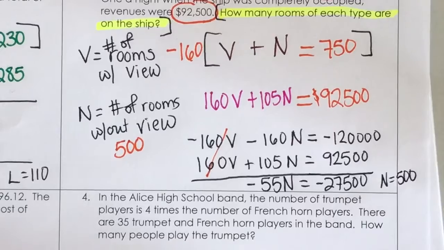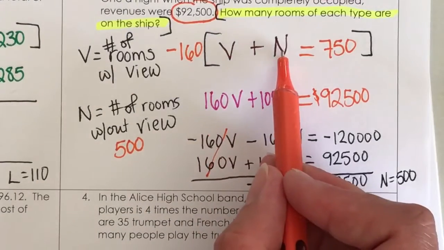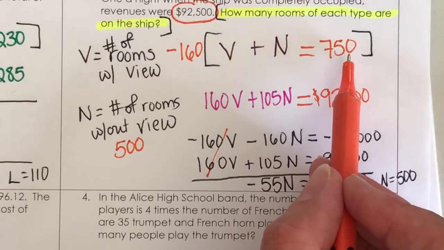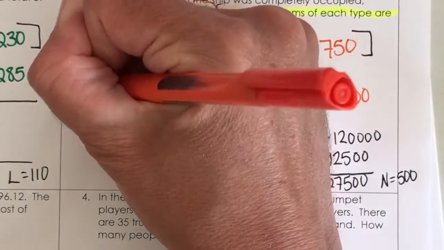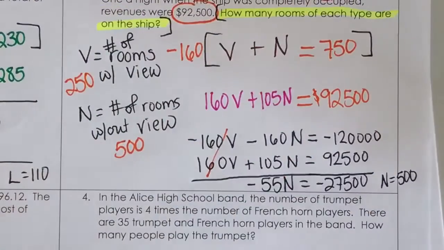So how many rooms do I have with a view? So 500 plus what is 750? So 250 rooms with a view. All right, so one more from the quick check. If you missed it, watch the video to see what mistakes you made.